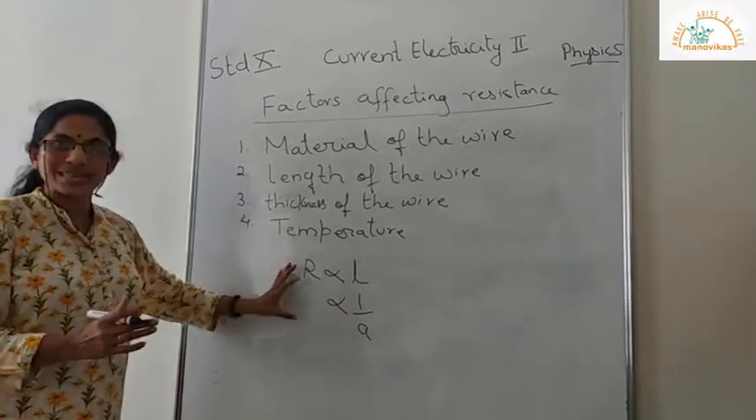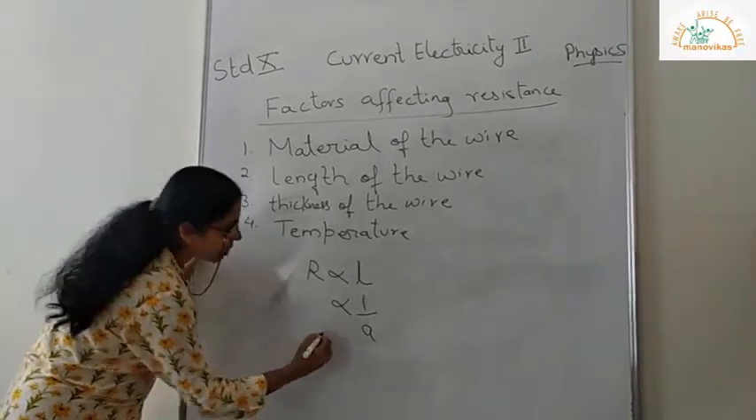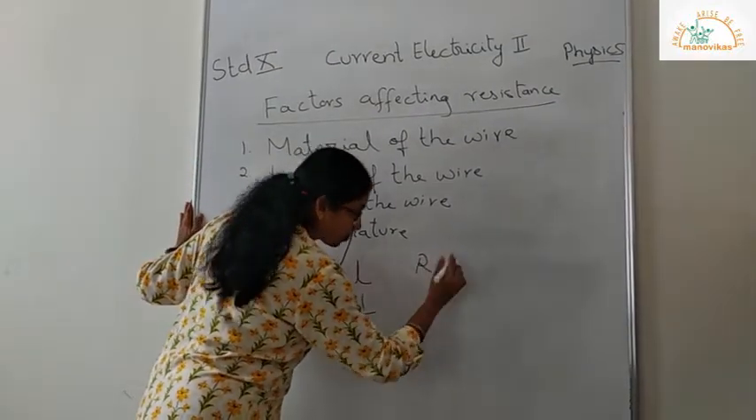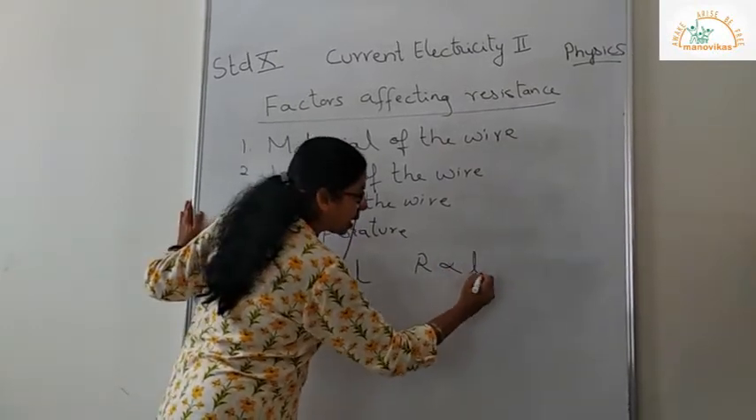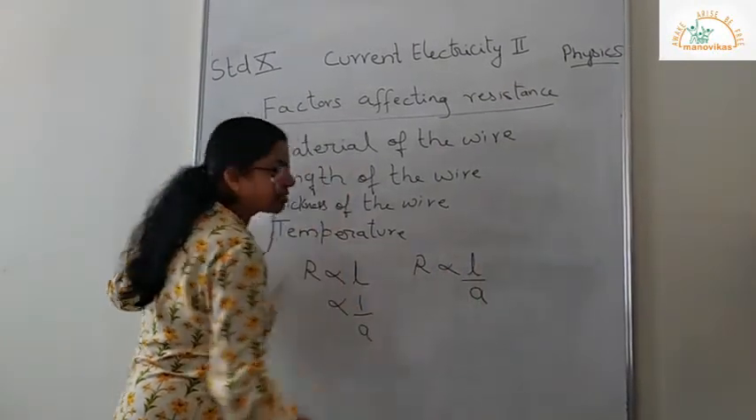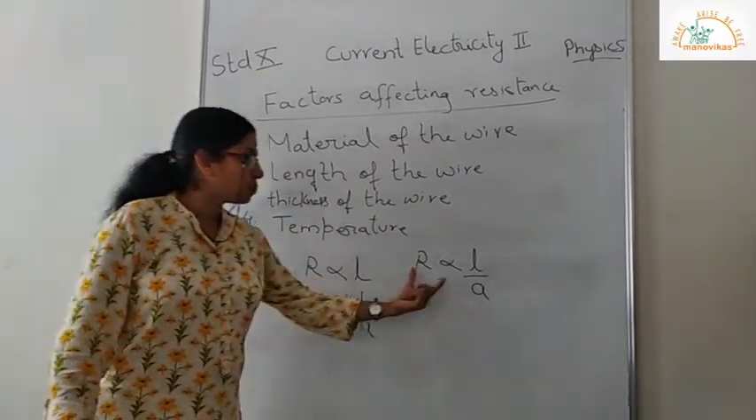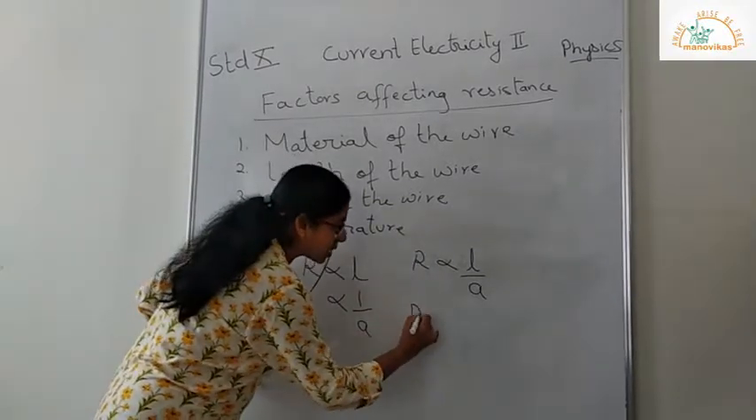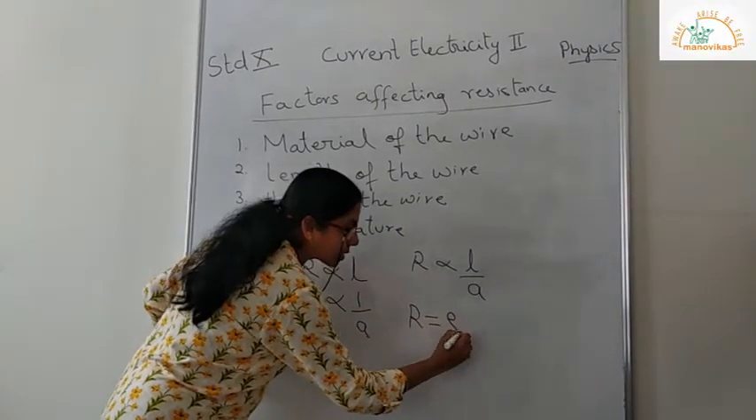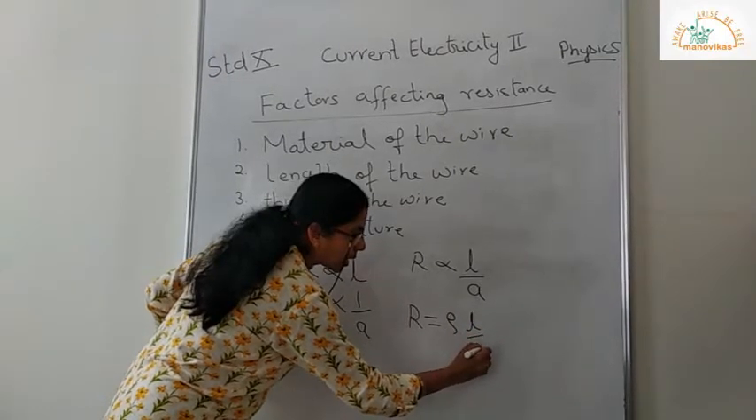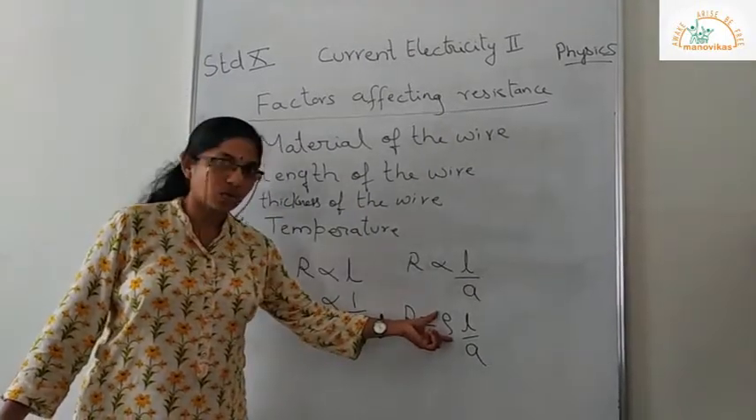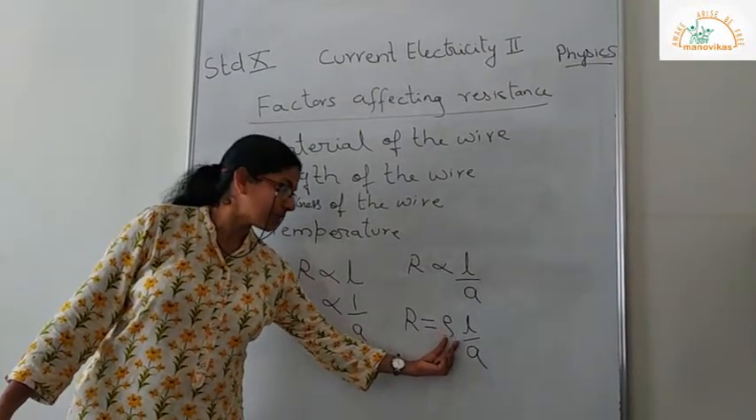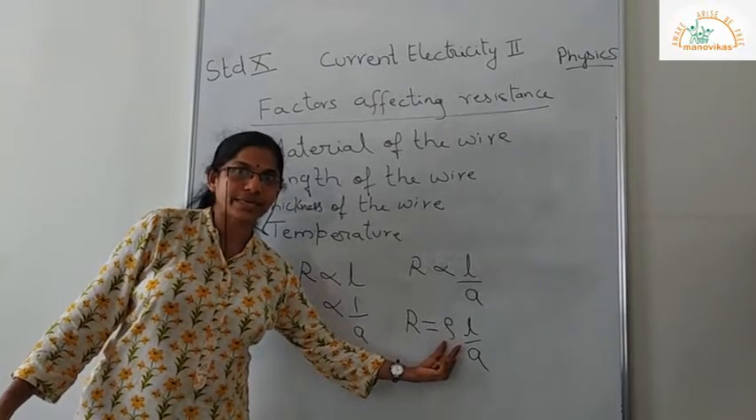So when I combine both these relations, I can write R is proportional to L over A, where L is the length and A is the area. Now I am going to introduce the equality sign. So I can write R is equal to rho times L upon A. Now this rho is a constant, and different conductors will have a different value. This rho is called resistivity.